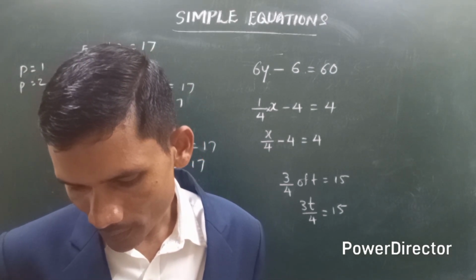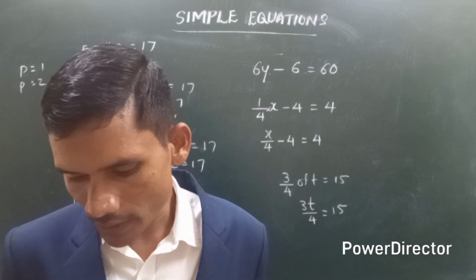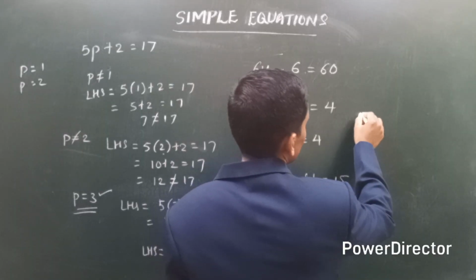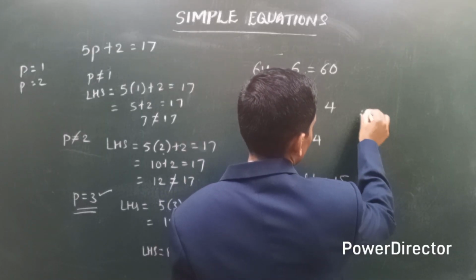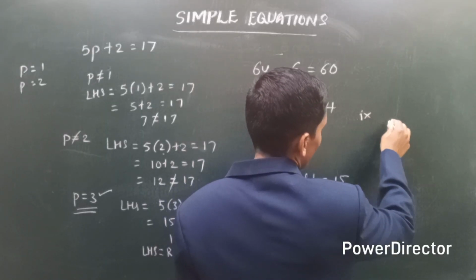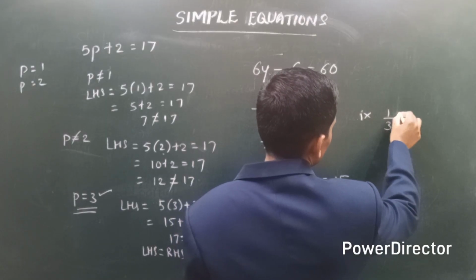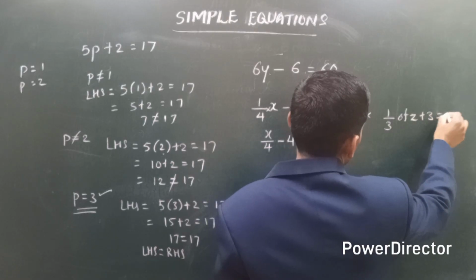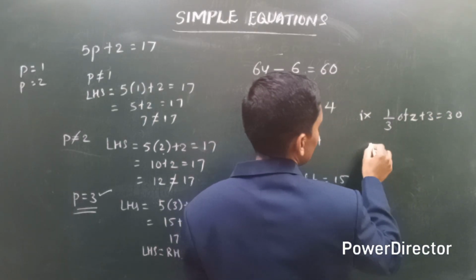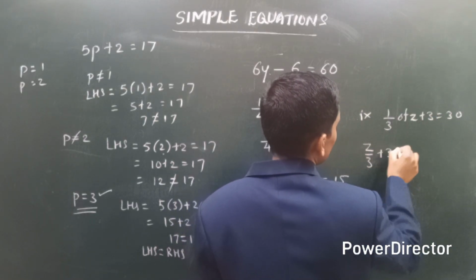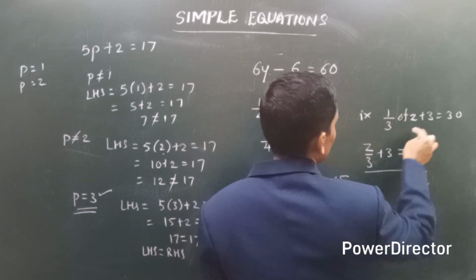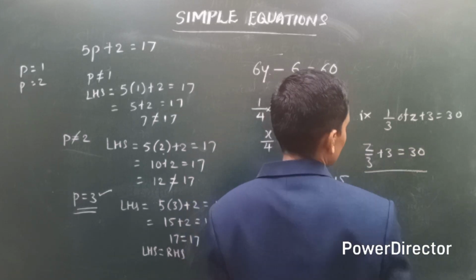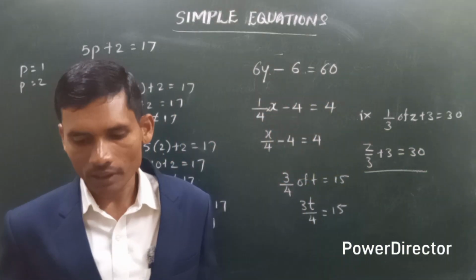Question number 9: if you add 3 to 1/3 of z, you get 30. If you add 3 to 1/3 of z, you are getting 30, they are saying. Then what is this? z by 3 plus 3 is equal to 30. See here, z into 1 is z divided by 3, plus 3 is equal to 30. You can write any equation like that.